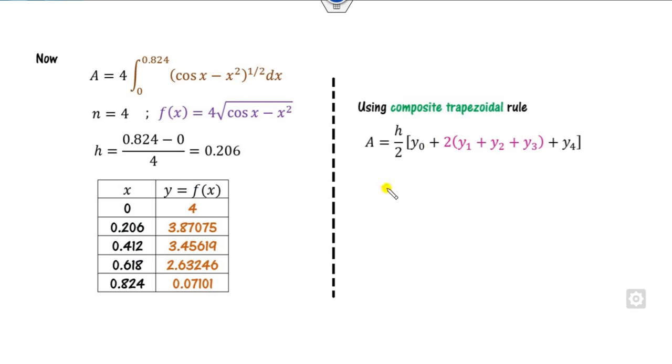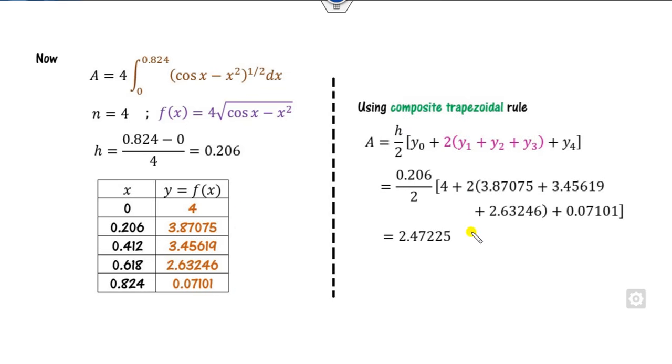Now finally you can apply the composite trapezoidal rule. This is my y0, this is my y1, and the last value is my y4. The rest of the numbers you can add and you get your answer as this. So this is the way you can solve this composite trapezoidal rule example in a very simple way.